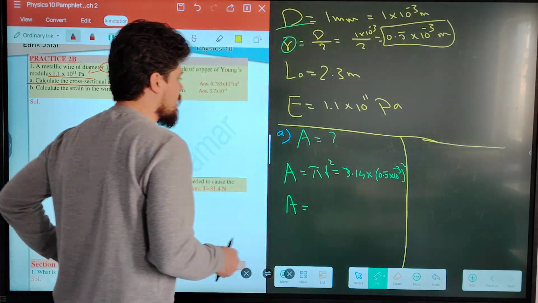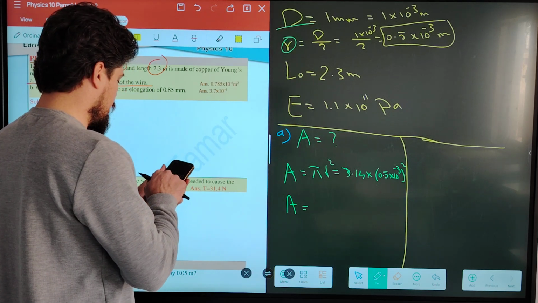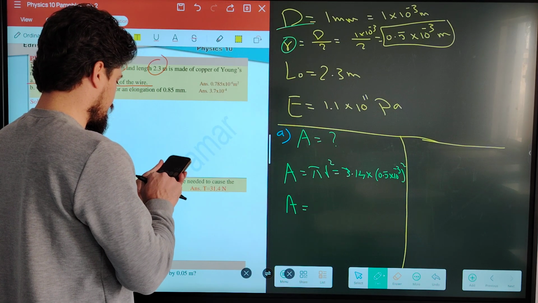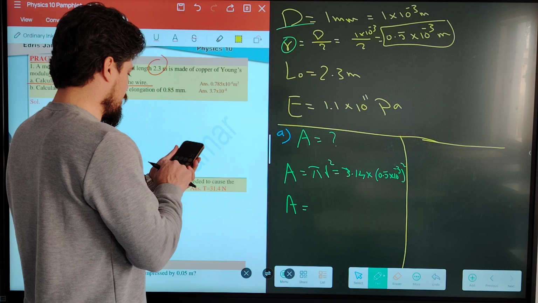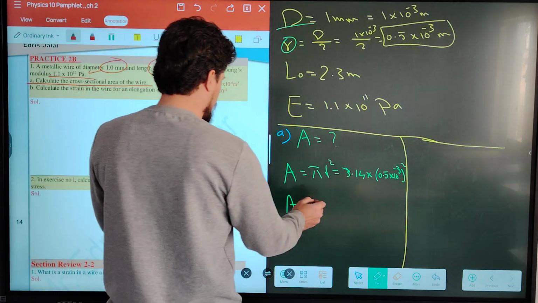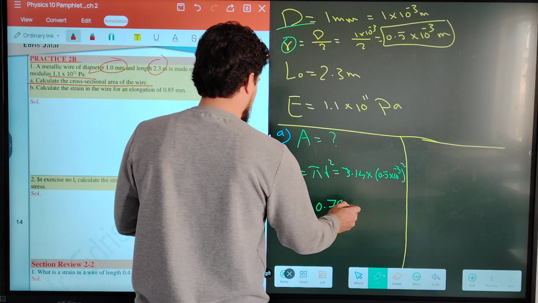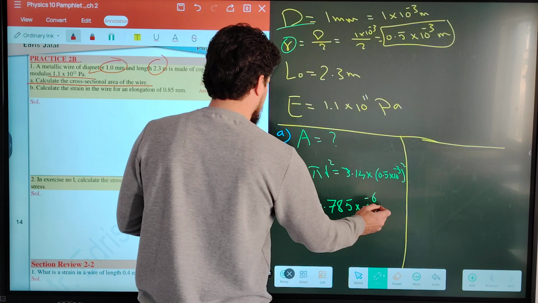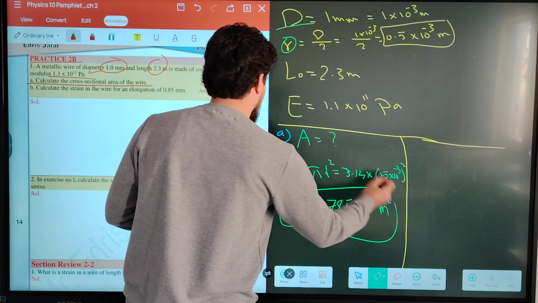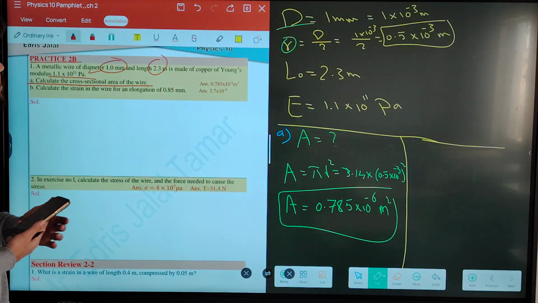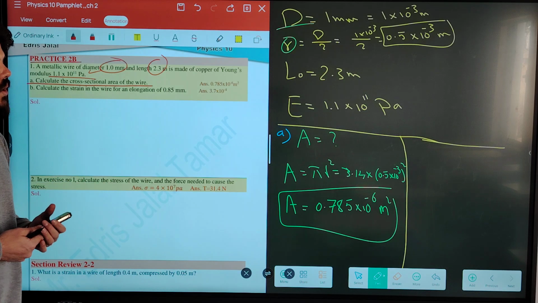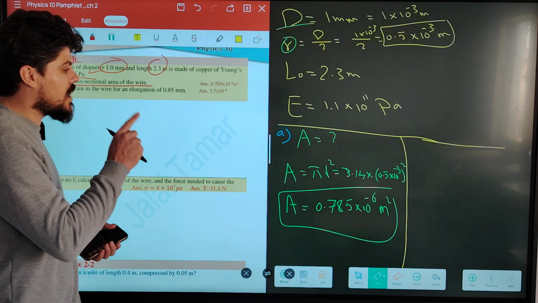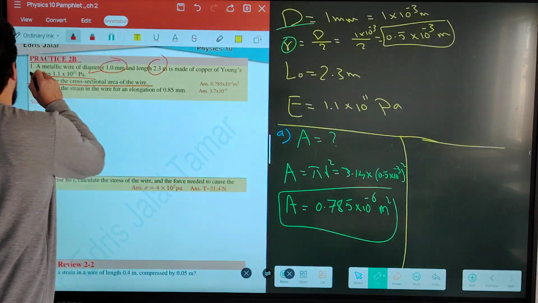Area is equal to what? 0.5 squared times 3.14, which is 0.785 times 10 power negative 6 meter squared. This is the area. The area of the cross-section of the wire is equal to 0.785 times 10 power negative 6. This is branch A, guys.